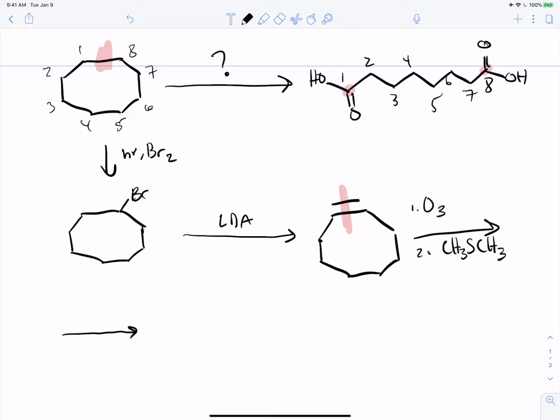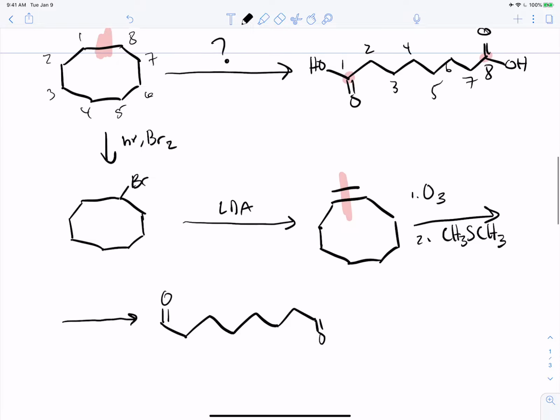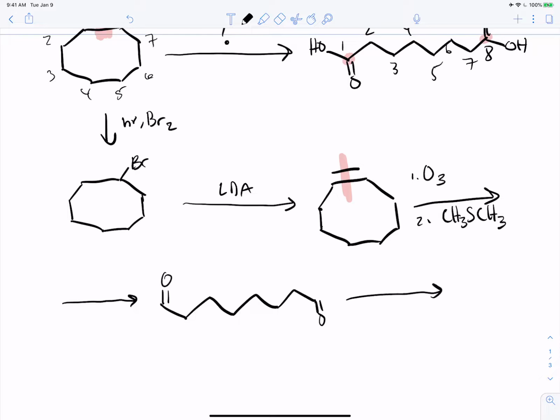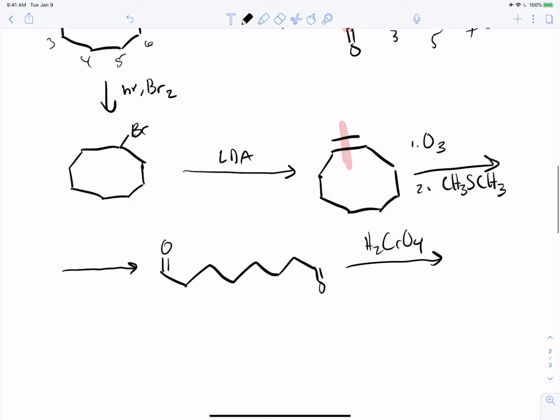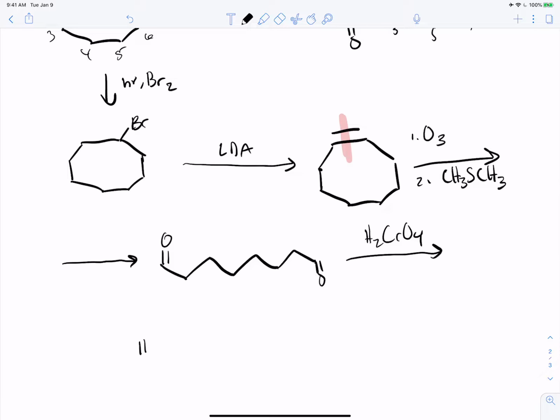And that will give me 1, 2, 3, 4, 5, 6, 7, 8. The aldehyde. And then I could oxidize this up with chromic acid, and that will give me my product.